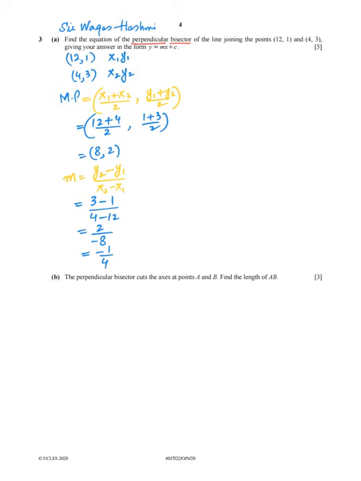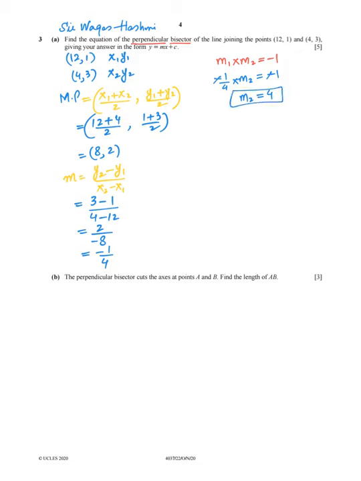The given condition of perpendicular is m1 times m2 equals minus 1. The value of m1 we have is minus 1 upon 4, times m2 equals minus 1. Minus minus cancel, and the gradient for the required line is 4.